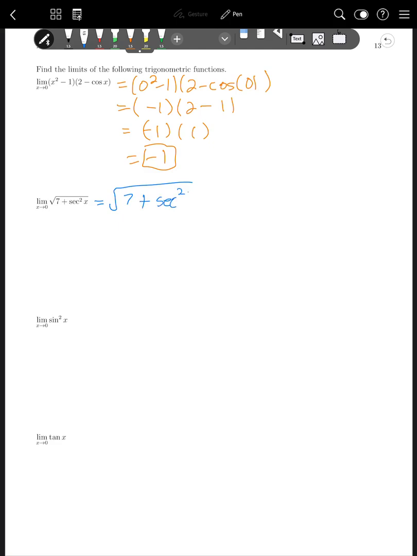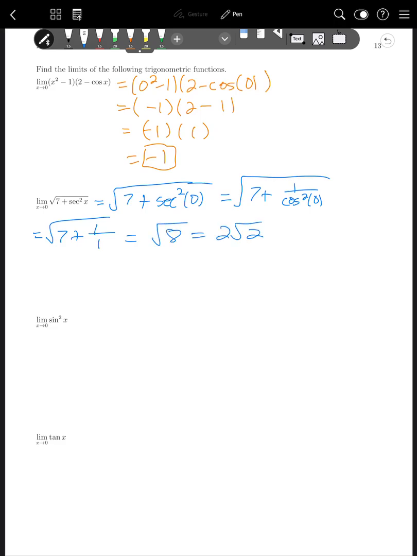But same idea here, right? Secant squared of 0, if I want x to be 0. So that's the same thing as the square root of 7 plus 1 over cosine squared of 0. Well, just like we saw in the previous problem, the cosine of 0 is 1, 1 squared is 1, so this is really just the square root of 8, which is 2 root 2, right? Because 4 times 2 is 8, and the square root of 4 is 2. So that's where we get the 2 times root 2. Okay, and that's the idea.